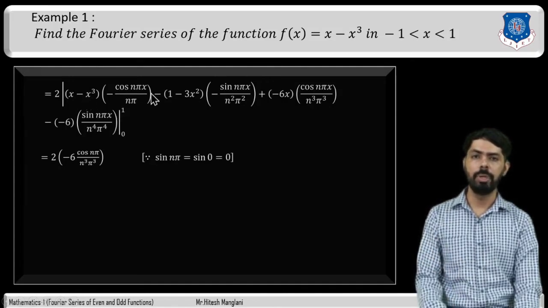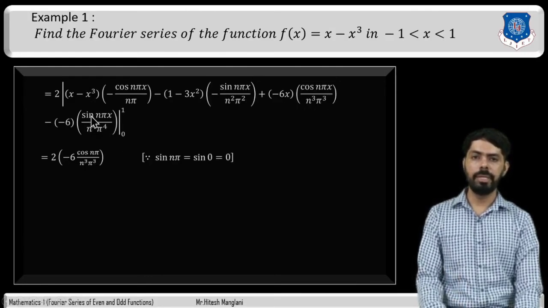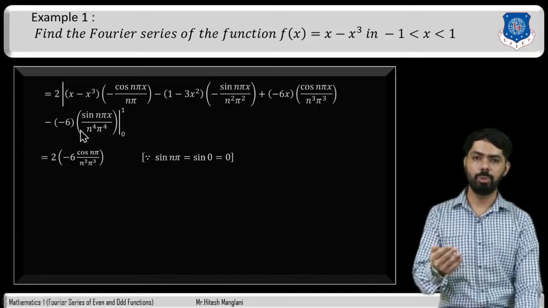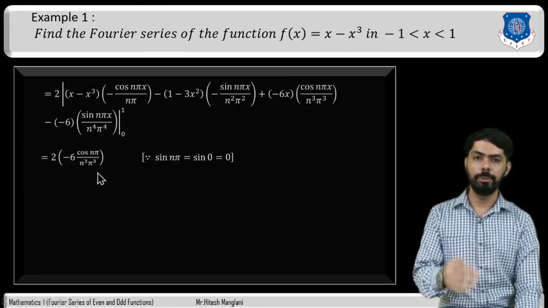Now here if we apply lower limit, then for that replacing x by 0, so 0 minus 0, so this term will be 0. And here if we replace x by 0, then value of sin 0 is 0, so no need to write down the second term. And here minus 6 into 0, so this is also 0, so no need to write down third term. And here sin 0, and sin 0 is 0, so no need to write down this term also. Therefore final answer will be 2 in bracket minus 6 cos n pi divided by n cube pi cube.